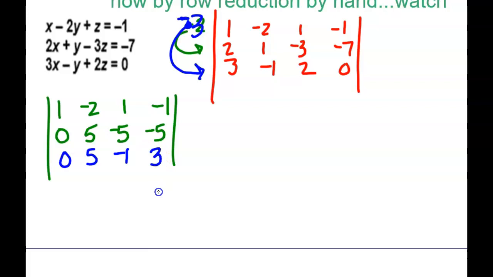Okay. Now, the next thing I'm going to do, you know what? I'm going to divide or multiply this whole row by a 1/5. Okay? Do I want to do that first? These are the kinds of decisions you're not going to have to make because the calculator is going to do it all for you. You were born in a good era. How's that?